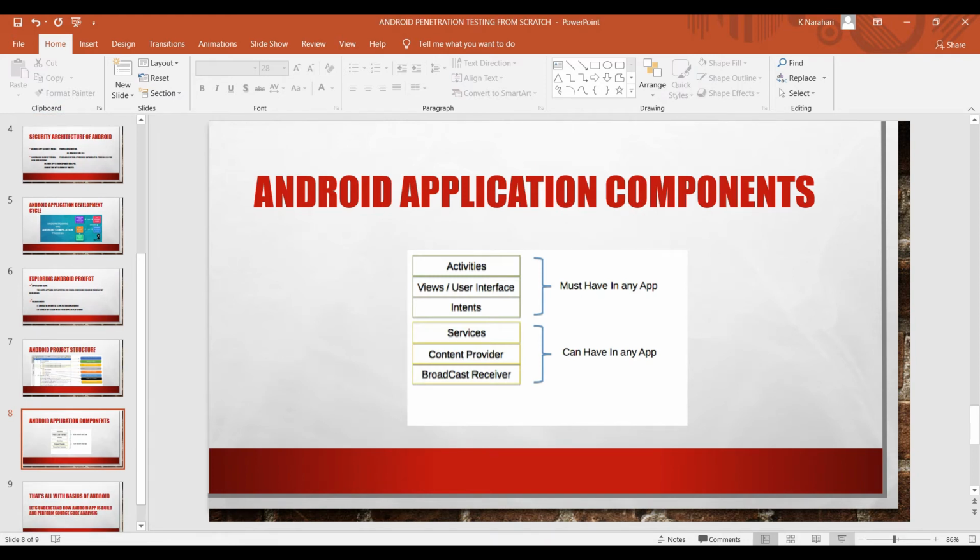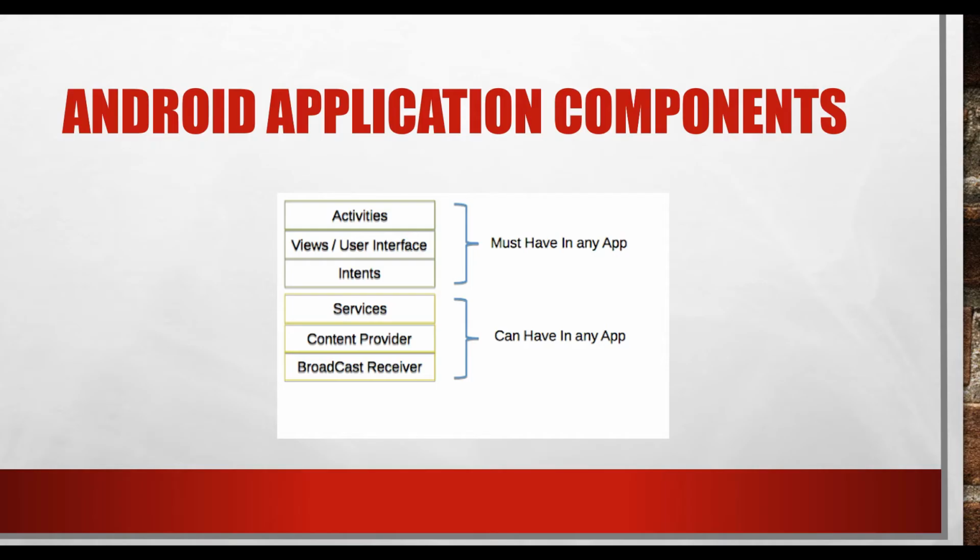Next comes the Android application components. Inside the Android application components, you can see the top three: activities, views, and user interface. These are mandatory in all applications. And services, content provider, and broadcast receiver are optional. If your application wants to use them, you can use them, or else they are not required at all. Okay, let's start with activity.